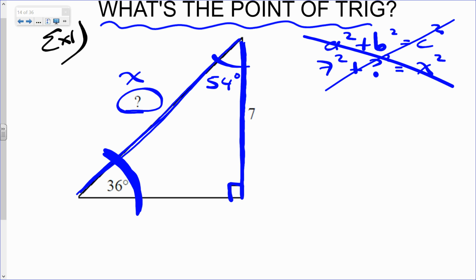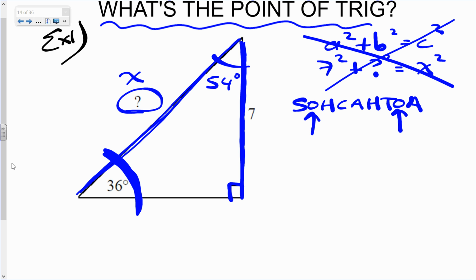7. Opposite. So when I think of SOHCAHTOA, look at what ratios have opposite mentioned. The sine, cosine, or tangent? Tangent has opposite mentioned. Where else do you see opposite? The sine. So I have 36 degrees. I have the opposite to 36. So I know I'm either going to use the sine or the tangent.